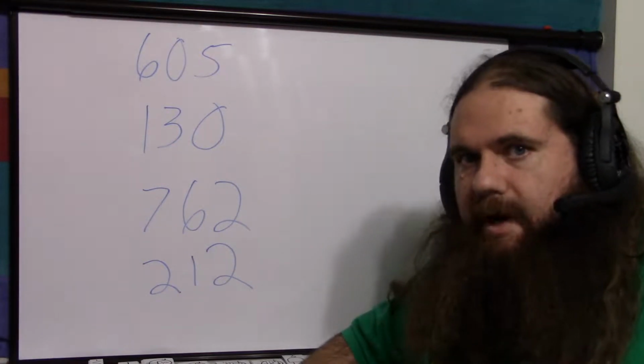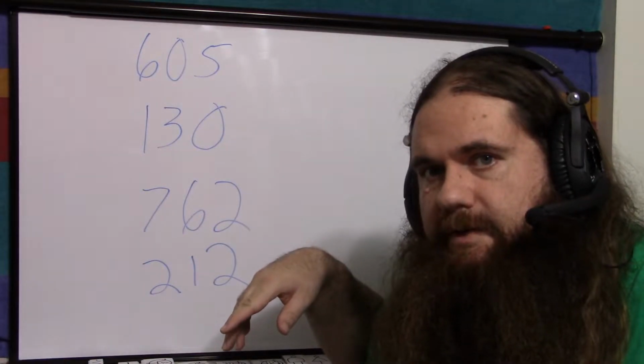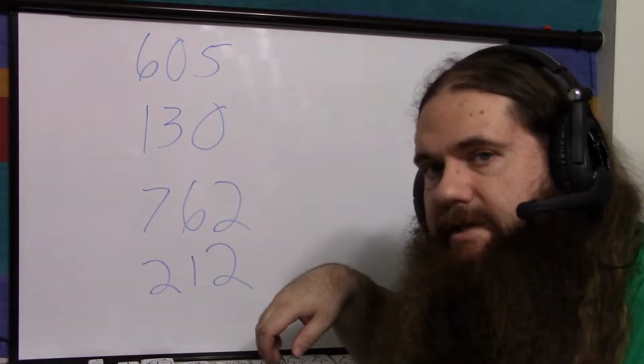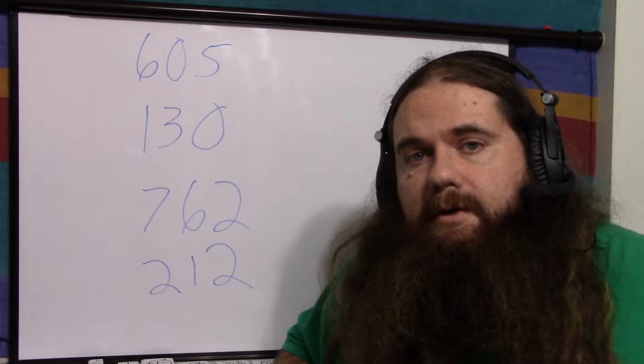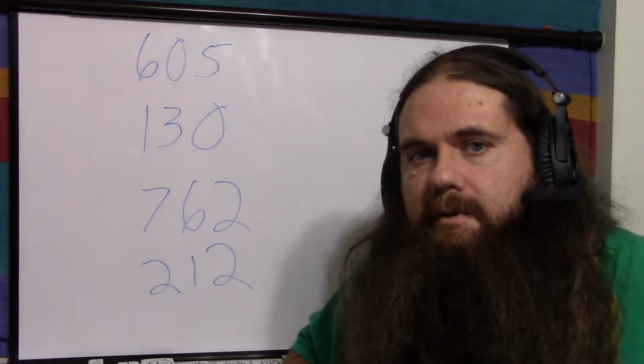605 is divisible by 5. 130 is divisible by 10. 762 is divisible by 3. 212 is divisible by 2. And I can tell you all of that just by looking at those numbers.